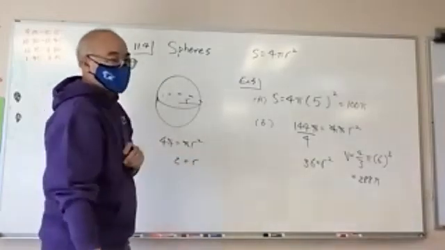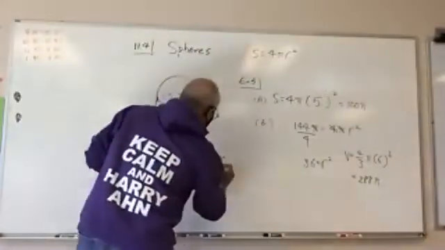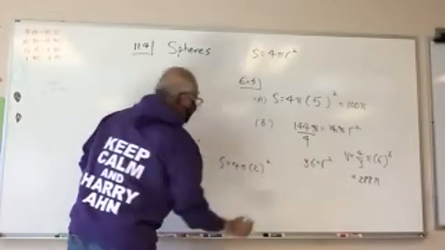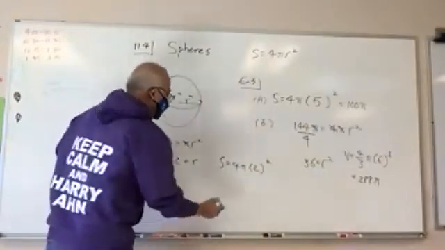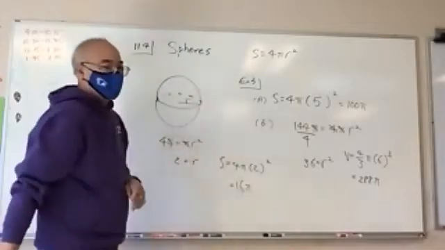And I want to know what the surface area was. Surface area. So the surface area is 4 pi r squared. 4 times 4 is 16. 16 pi.